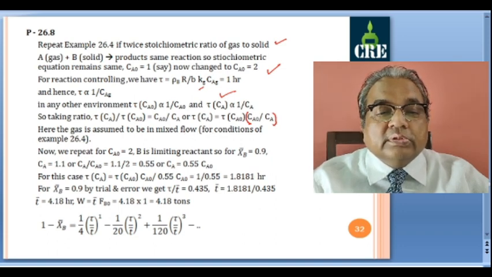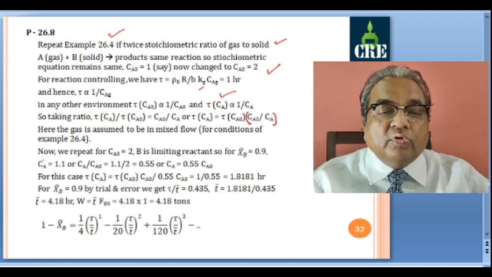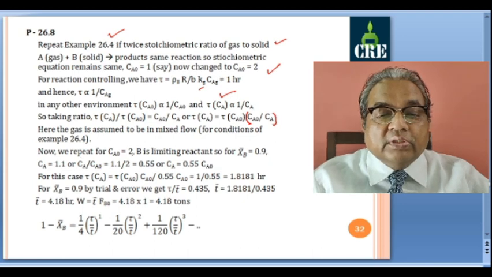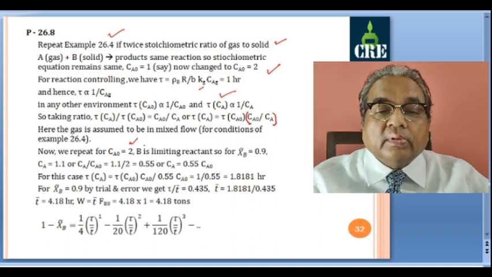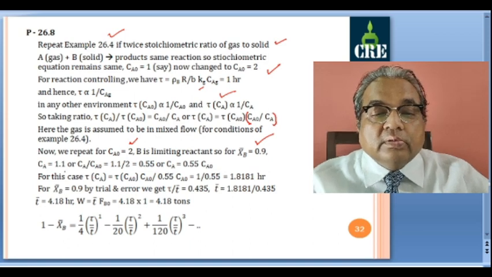So the same conditions as in the example we are considering, 26.4 solved example. Now we repeat for Ca0 is equal to 2. This concentration you are changing. So you have to note, concentration you are changing, not the stoichiometry. B is the limiting reactant. Okay. For Xb is equal to 0.9, Ca will be equal to 0.1.